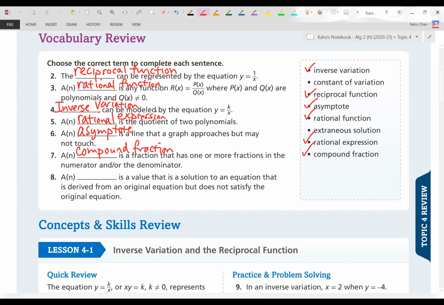Number 8, a blank is a value that is a solution to an equation that is derived from an original equation but does not satisfy the original equation. That's the key here. When we're dealing with fractions, we can't divide by 0, and these values that we get as answers make the denominator or divide by 0 impossible. That's not allowed when it comes to fractions. This is called an extraneous solution.